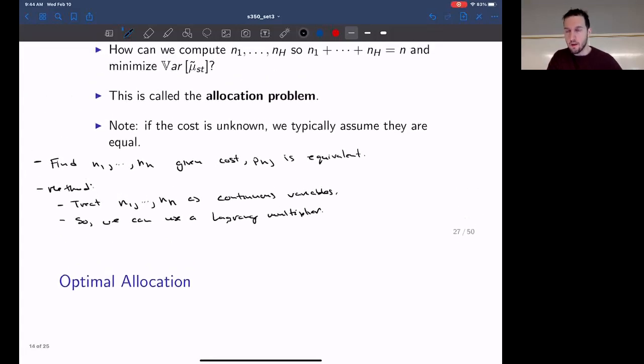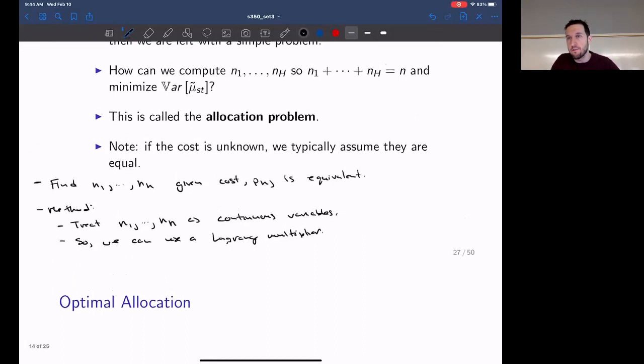As was mentioned on the previous slide, when we assume that cost is equivalent, this problem of finding n1 to nh actually boils down to just finding the values of n1 to nh that minimize the variance of mu tilde strat.